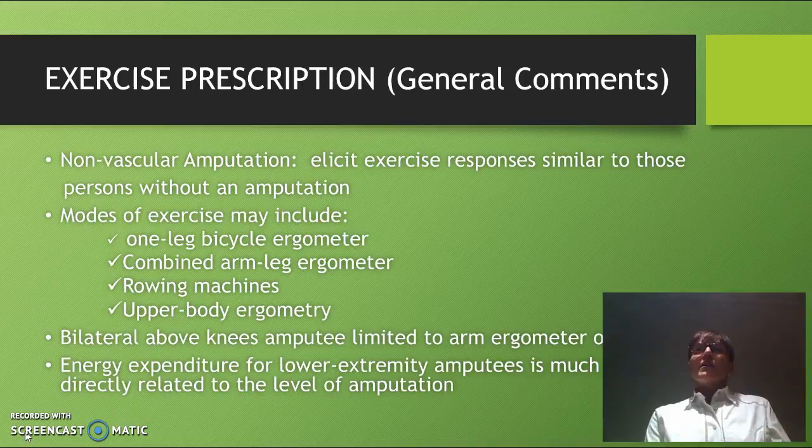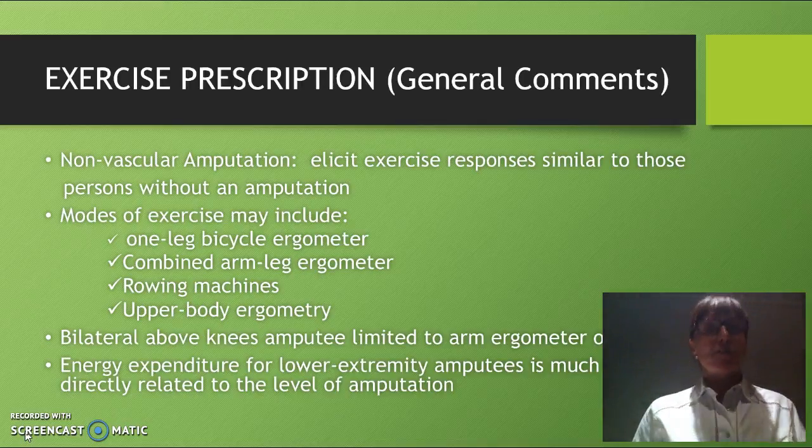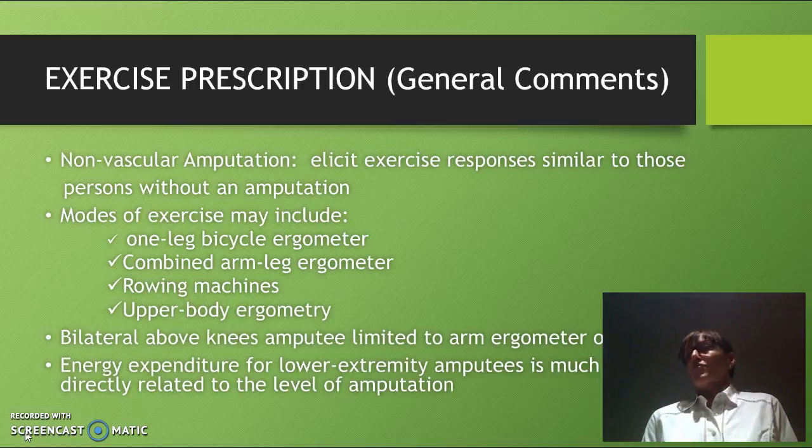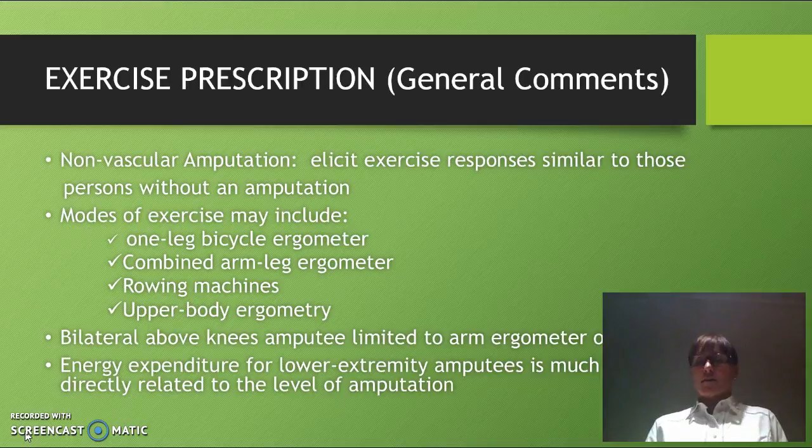So if you're a bilateral amputee at the hips, then your energy expenditure is going to be much higher than if you had both of your legs, and vice versa. If you are perhaps just missing your foot or part of your foot, then your energy expenditure will still be higher, but not nearly as high as if you had more of your legs missing.